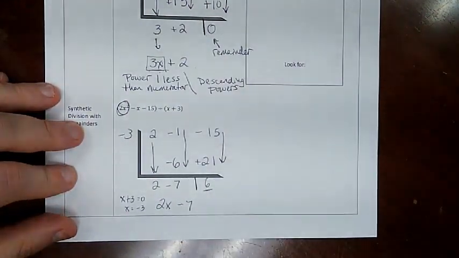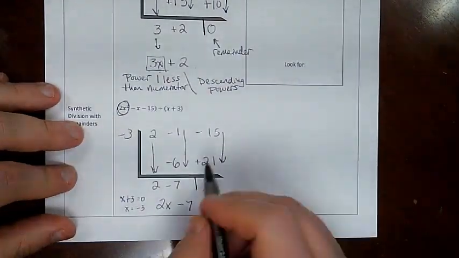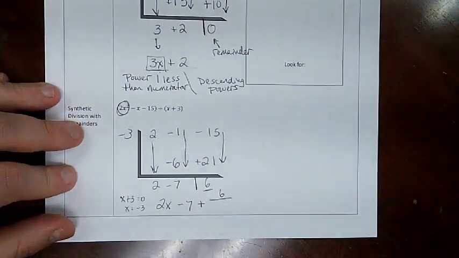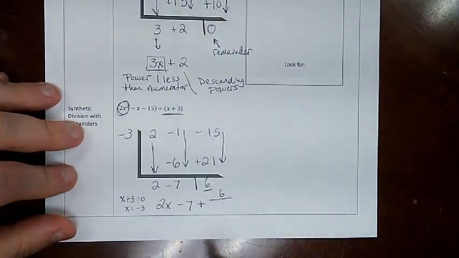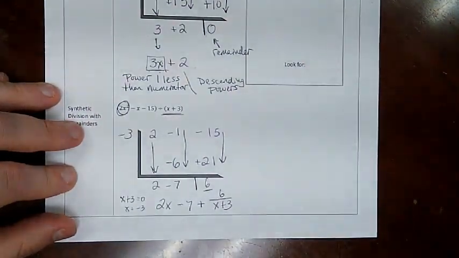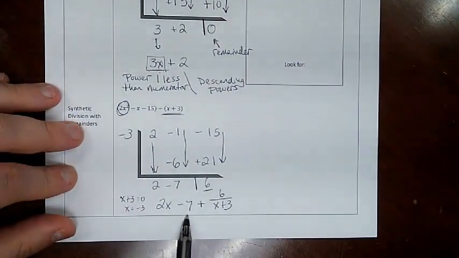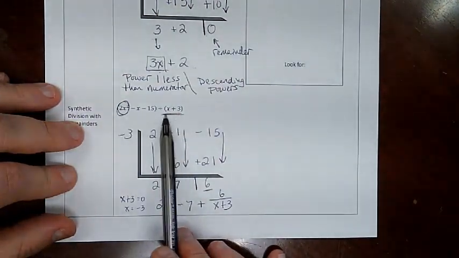Just like with polynomial long division, our remainder is written as a fraction, so I want to add 6 divided by my divisor, which is x plus 3. So we're treating this the same way that we treat polynomial long division quotients. We're going to write the terms that we have, and then our remainder will always be divided by our divisor.